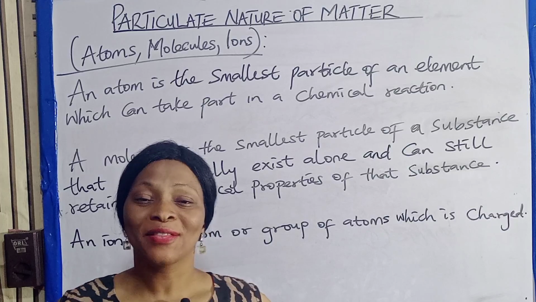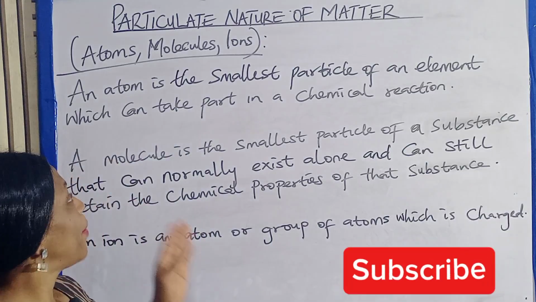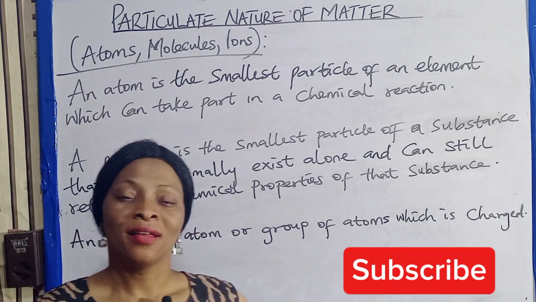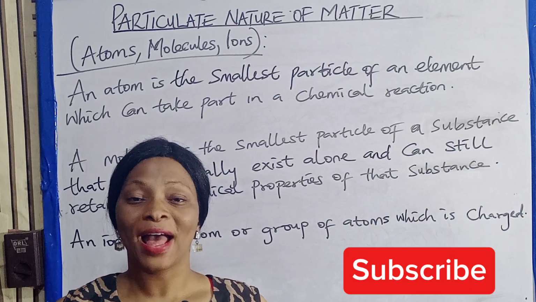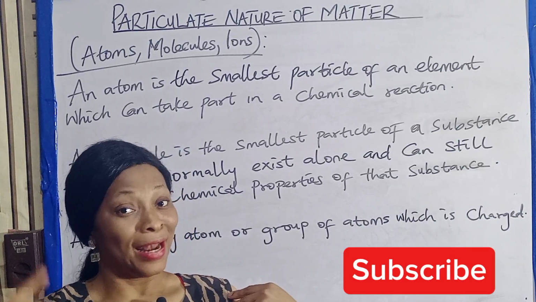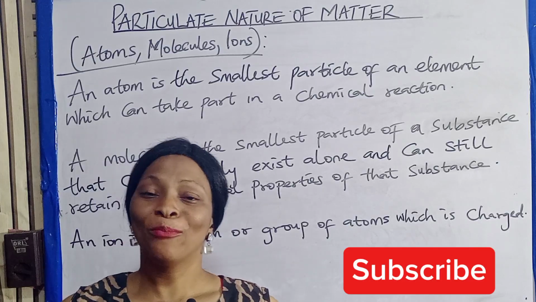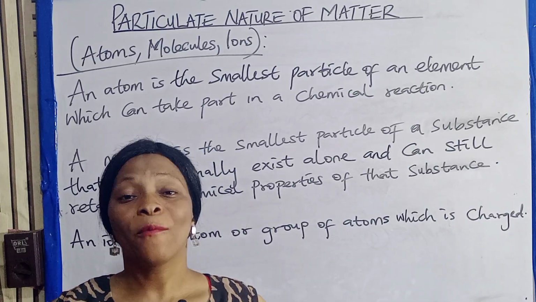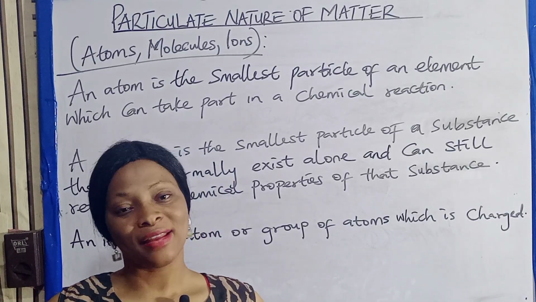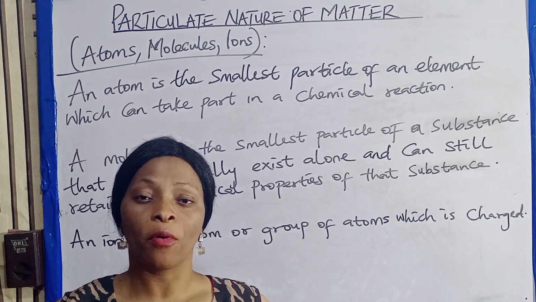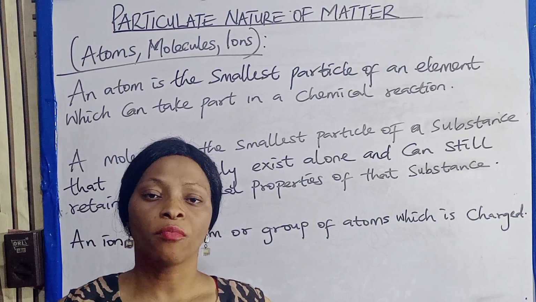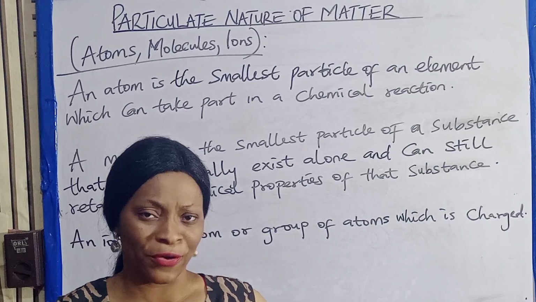Today we have an exciting topic to discuss on particulate nature of matter. What is matter? Matter is anything that has weight and occupies space. Like me, like you too. We all have weight and we occupy space. That is matter. Now, every matter is made up of three things: atoms, molecules, or ions.